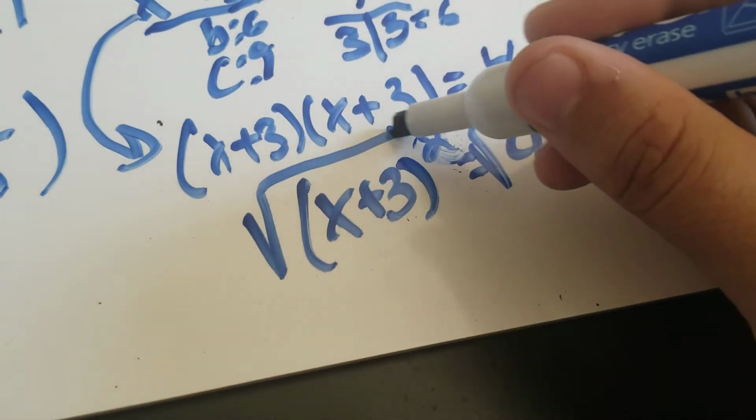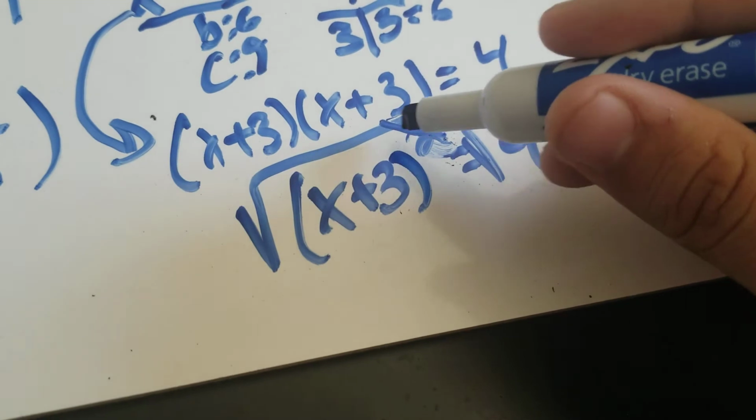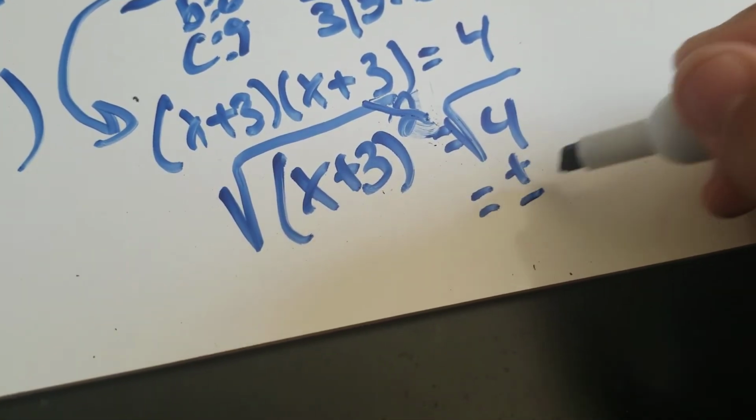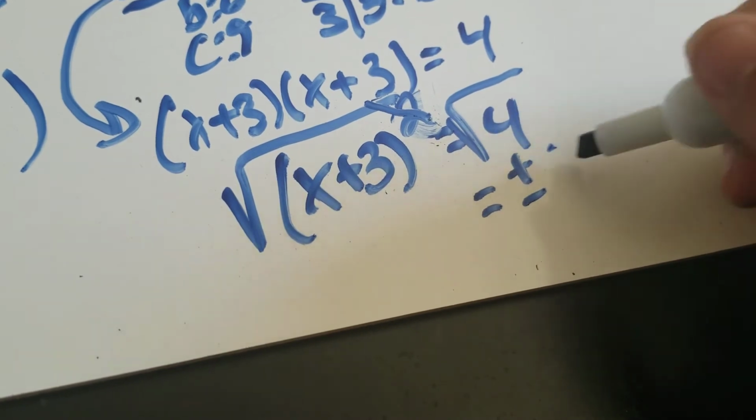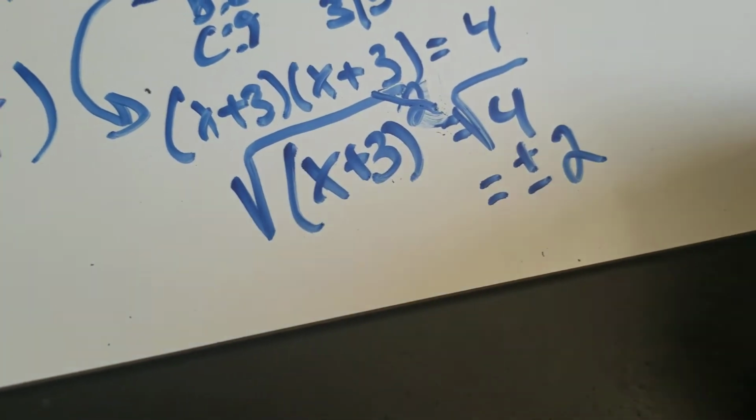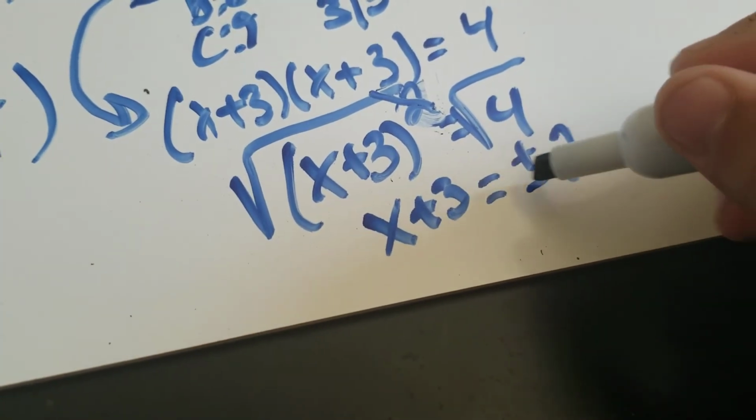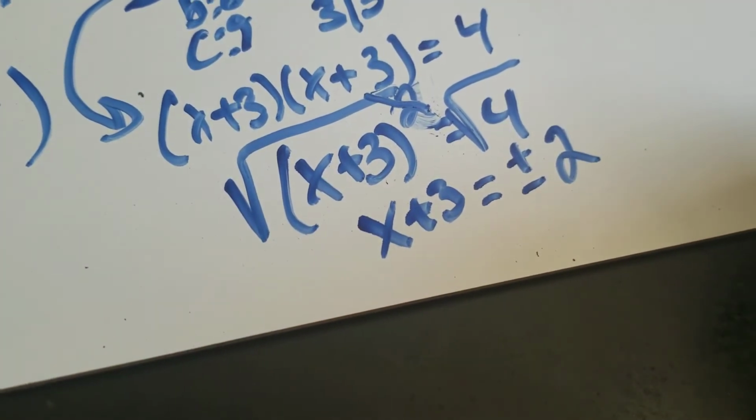What that does is it eliminates the square and the square root. But here gets square rooted. Don't forget plus or minus, this is 4, so 2. Okay? This right here stays exactly the same. x plus 3 equals plus or minus 2.